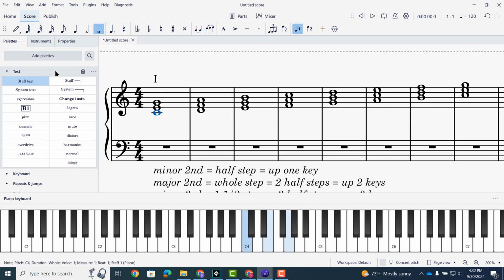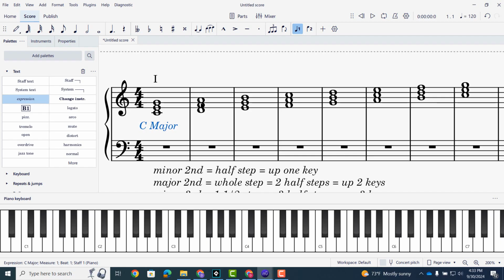So you could say that on the bottom, maybe some more staff text, and we'll put it down below. I don't think there's a way to get it to point upwards. Try this. So the name of this chord, right? This chord is made up of 3 notes, and it's a C major triad. We're just going to say C major. That's the name of the chord.